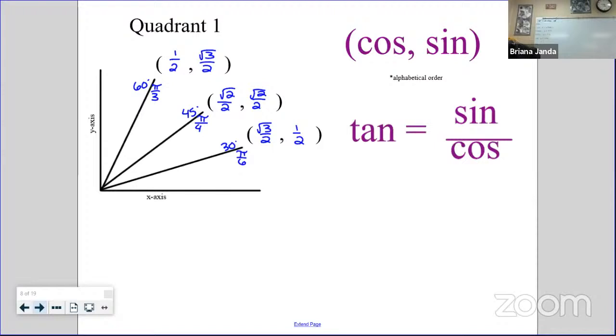If we're talking quadrant 1, let's say I asked you for the sine of pi over 6. In this method, I would have drawn this. I know that sine is the second value. My answer is 1/2.